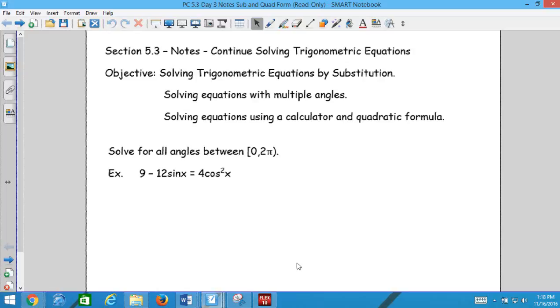These first ones, we're going to try to solve, but what ends up happening with these first few examples is we've got cases where you've got sines and cosines in the same equation.